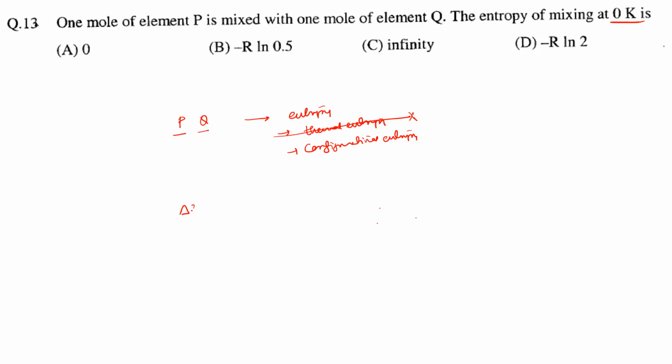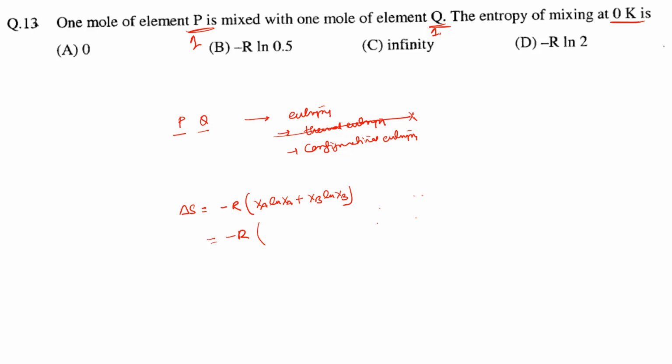And the formula for this configurational entropy is ΔS = -R (XA ln XA + XB ln XB), where A and B are elements. Suppose here two elements are there, so A and B. Now suppose there are three elements, then it will be like XC ln XC as well. Okay, like this. So these two elements are here, P and Q. And what is the number of moles? It is 1 mole and it is also 1 mole.